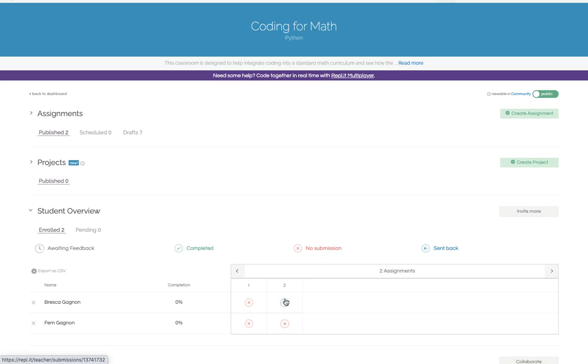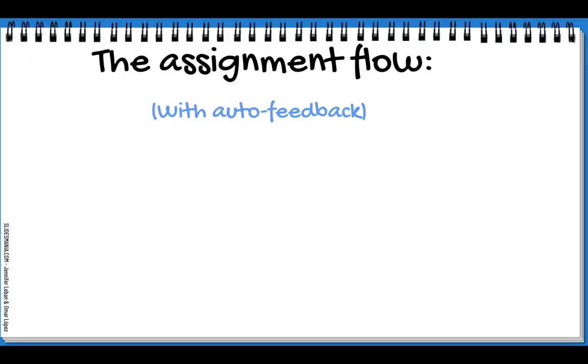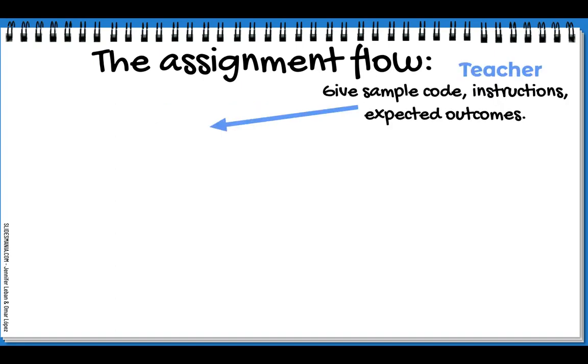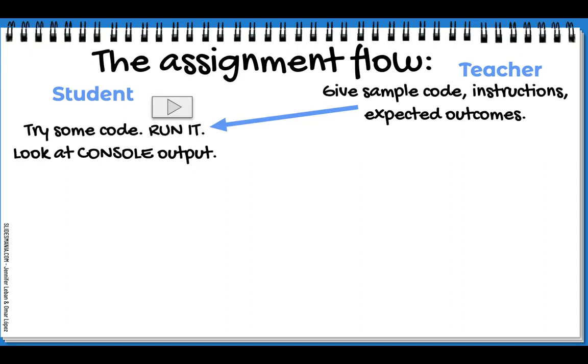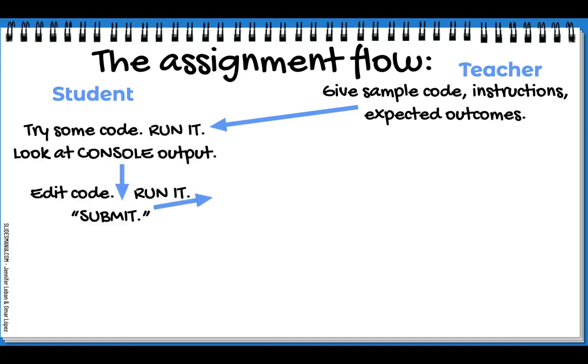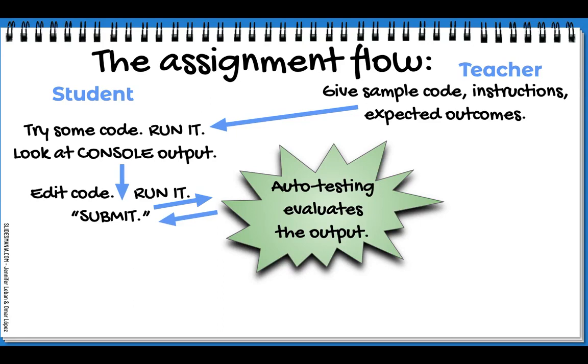Here is a visual representation of the workflow for assigning, auto-grading, and submission and resubmission. First, the teacher gives sample code, instructions, and expected outcomes. The student tries some code, runs the program, looks at the console output, edits the code, runs it again, hits submit. Auto-testing evaluates the output, and students look at the feedback.